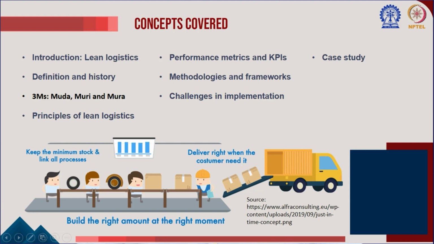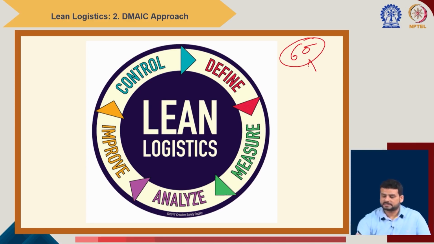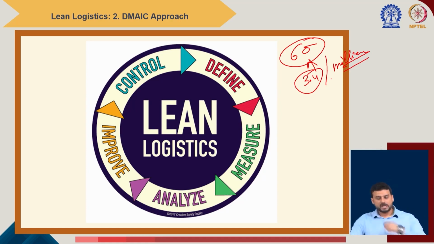So here we will discuss the second approach which we can use for implementing lean logistics, the DMAIC approach, and like I told you, the methodology is used to implement 6 sigma in your process, so that we can reduce the defects only up to 3.4 per million opportunity, that is 6 sigma. So how we can achieve that accuracy level is you need to define what you are doing as a process, you need to measure that, right?